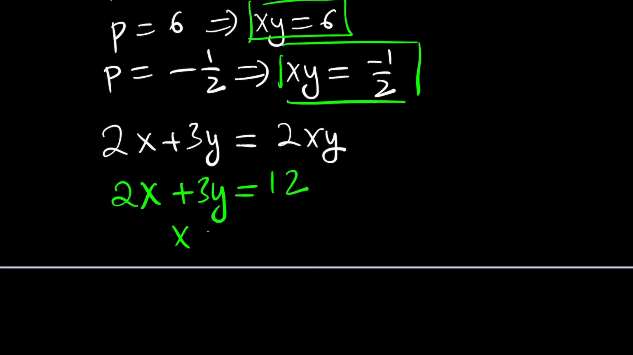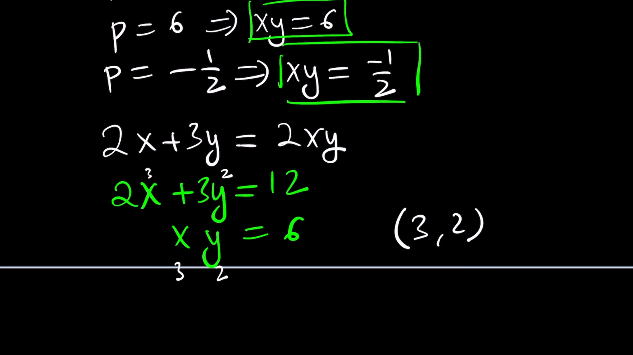Now, along with xy equals 6, we should be able to solve this system. Here's the thing. You can turn this into another quadratic equation, or you can guess and check. If x and y are both integers, then we'll be lucky and we can solve it easily, right? Trial and error. Maybe x is 3 and y is 2. Let's test it out. 3 and 2. 6 plus 6 equals 12. Beautiful. So from here, we get 3, 2 as a solution.